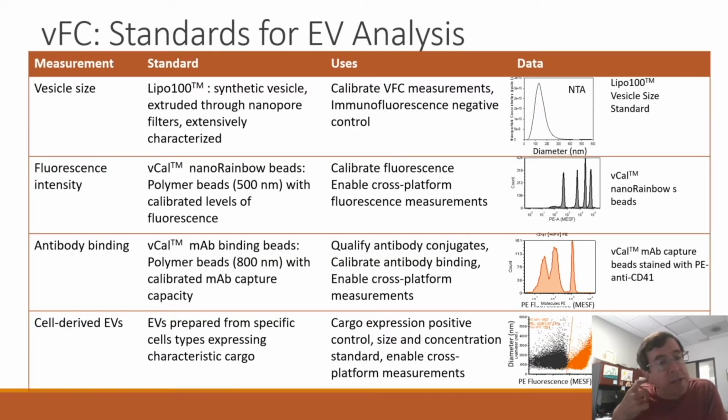So appropriate calibrators and standards are an important part of any assay. And in the VFC assay, we use several. We use a synthetic lipid vesicle, that I'll describe in a little more detail, as a vesicle size standard. It also serves as the negative control for immunofluorescence. We have bead-based fluorescence intensity standards and antibody binding standards that are useful for rigorous and reproducible fluorescence measurements. And then we use actual cell-derived EVs as appropriate, especially for immunofluorescence.